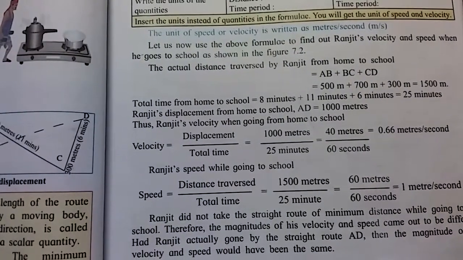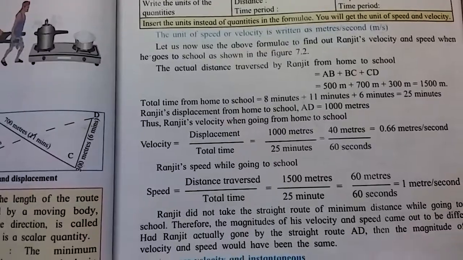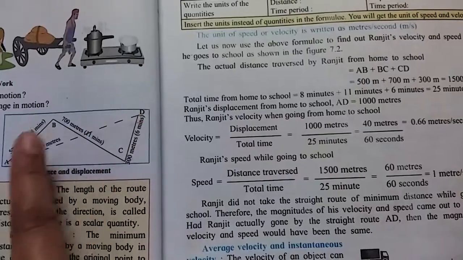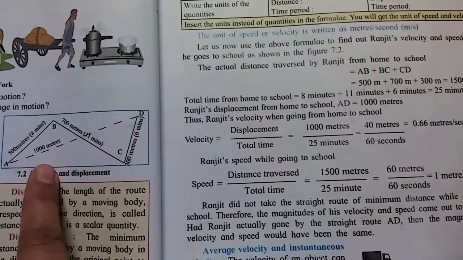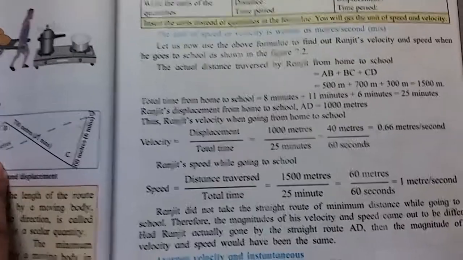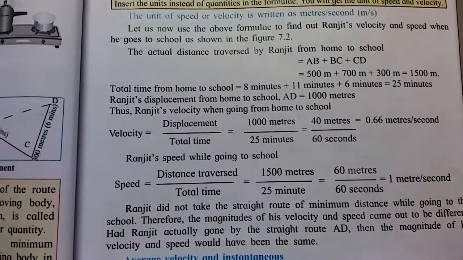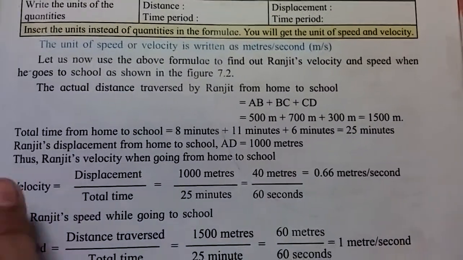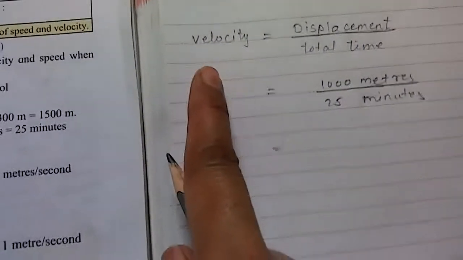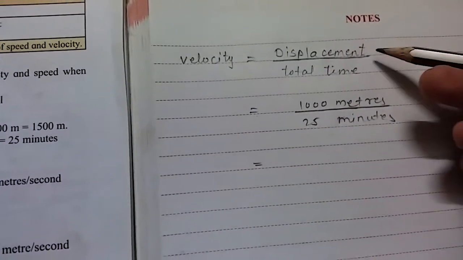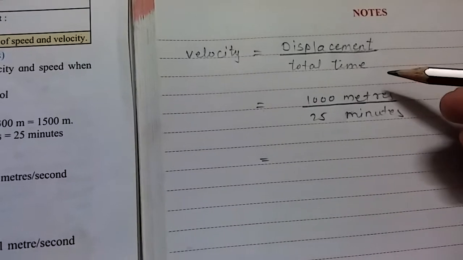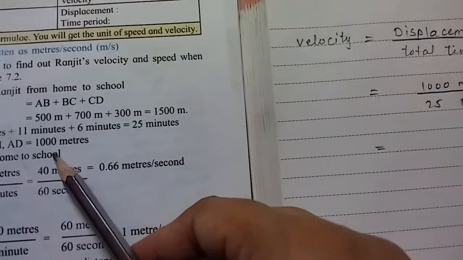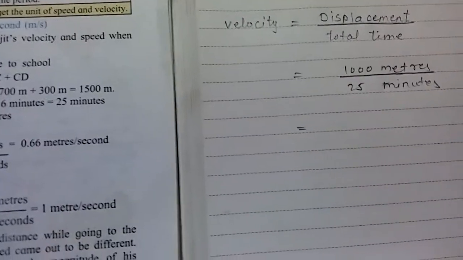Ranjit's displacement from home to school. Displacement means this broken line, this is displacement, AD. How much? That is 1000 meters. Thus, Ranjit's velocity when going from home to school. Now see, I am finding velocity here. Velocity is equal to displacement upon total time. You learn all the formulas. Displacement is 1000 meters and total time is 25 minutes.